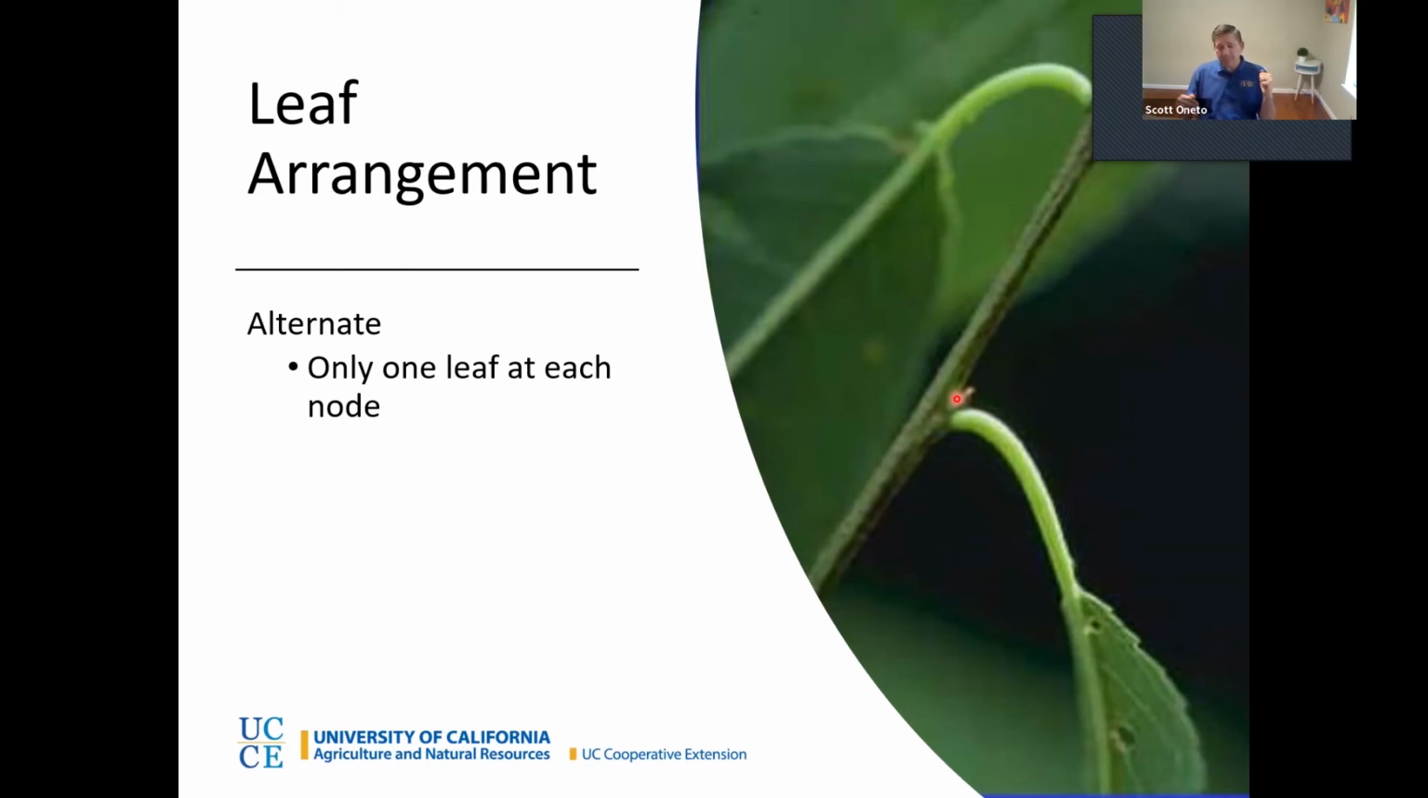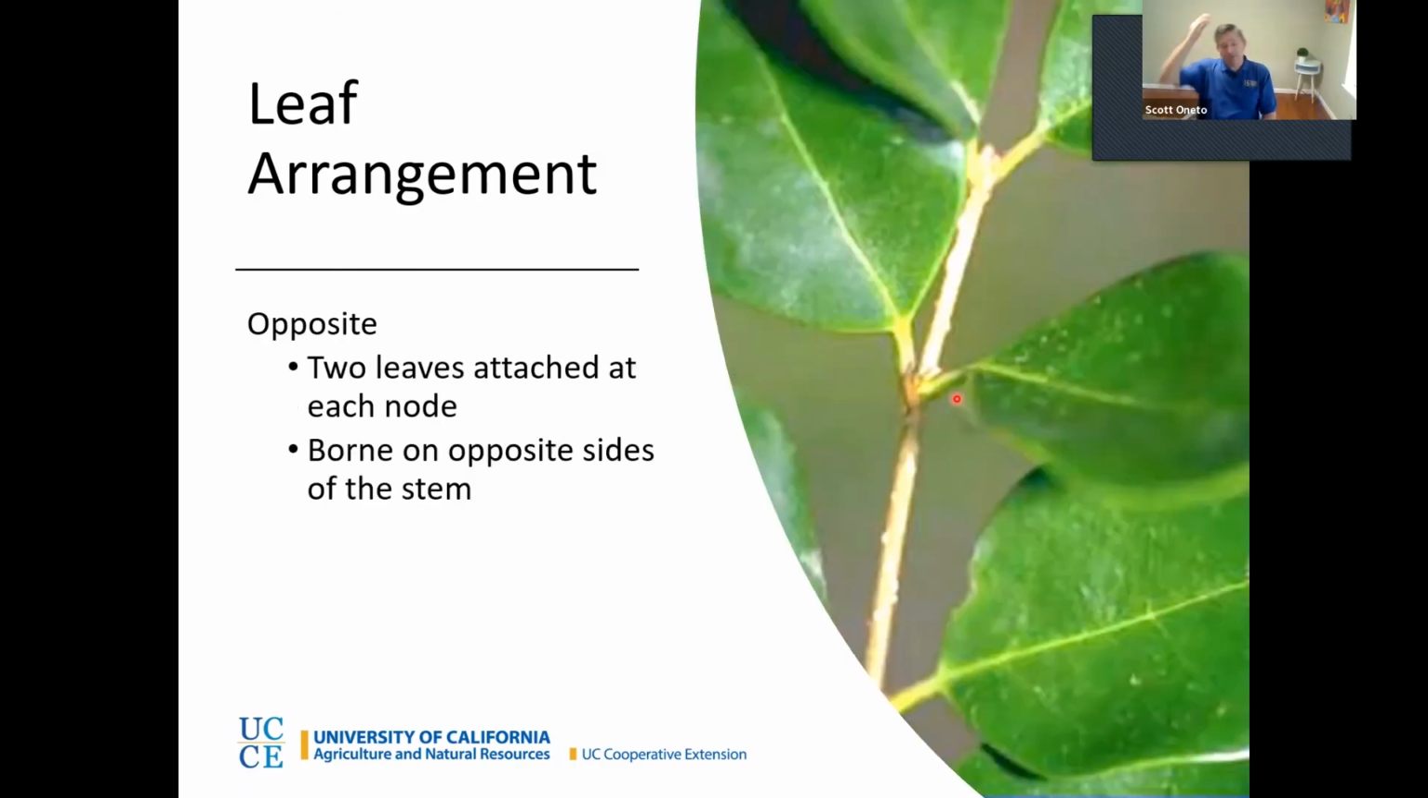And you'll notice that as you go up an alternate leaf arrangement plant, you'll often see them kind of stair step up the plant. So you have one on the right, one on the left, one on the right, one on the left, and they'll basically alternate up the stem.